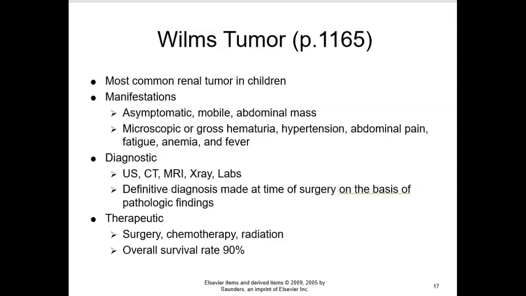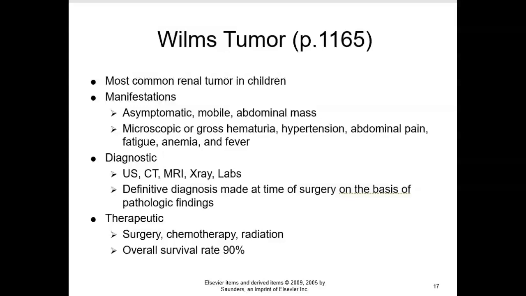The most common clinical presentation of Wilms tumor is an asymptomatic mobile abdominal mass discovered by the parent or other caregiver while bathing the child or by a primary care provider during a routine physical examination. Additional manifestations include microscopic or gross hematuria, hypertension, abdominal pain, fatigue, anemia, and fever. The tumor mass should not be palpated during the assessment because of the risk of rupturing the protective capsule. Excessive manipulation can cause seeding of the tumor and spread of cancerous cells.